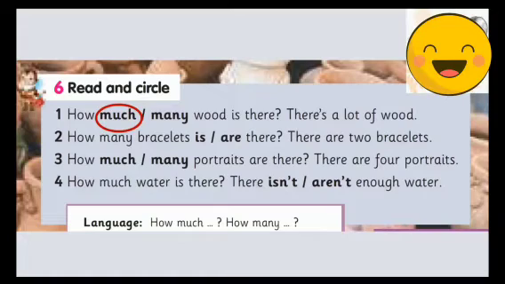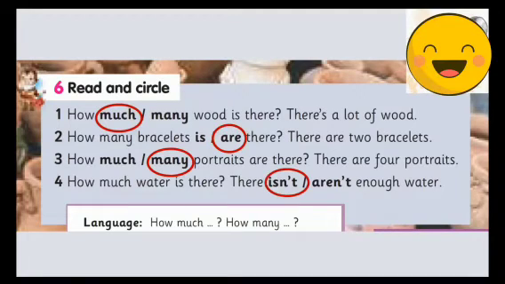Number 2, how many bracelets? Bracelets, yeah, so countable. So how many bracelets are there? There are 2 bracelets. Number 3, how? Here we have portraits. Are there? Yeah, countable. So how many portraits are there? There are 4 portraits. And the last one, how much water is there? Here we have the word water. Uncountable. So here we use, yeah, isn't. So there isn't enough water.